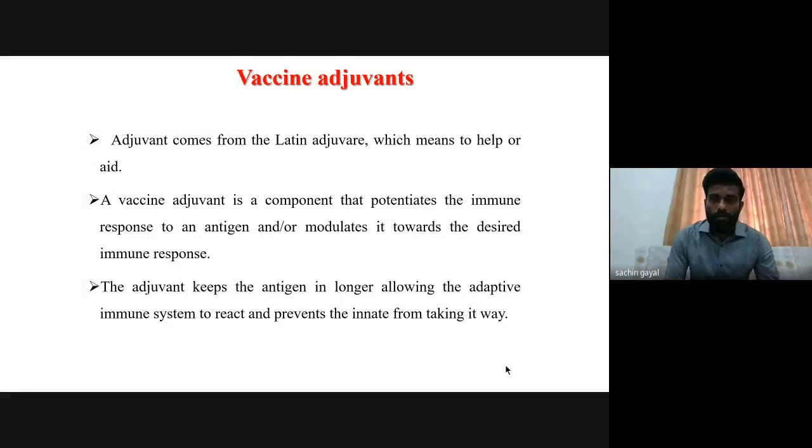Vaccine adjuvants. Normally, live vaccines are not practical or not available in the market, and for many infectious diseases live vaccines are not available. So natural infection cannot confer adequate protective immunity against that infection. That's why killed or inactivated vaccines are produced. But killed vaccines are immunologically very poor, that is, they produce a very low immunogenic response. That's why there is an addition of one substance called adjuvants. After addition of adjuvant, it enhances the immune response and gives protective immunity against that disease. Adjuvant comes from the Latin word adjuvare, which means to help or to aid.